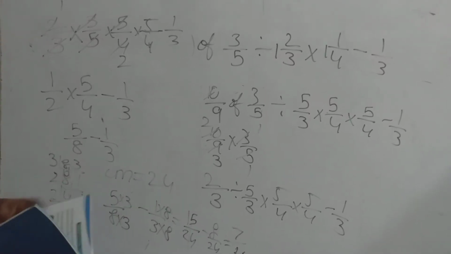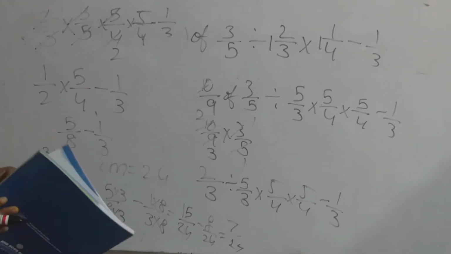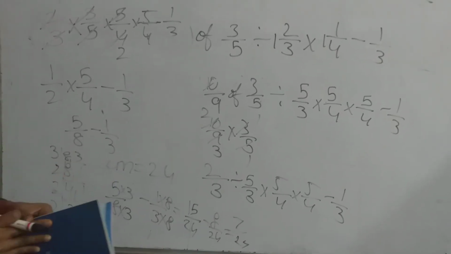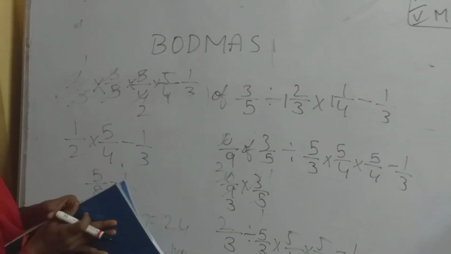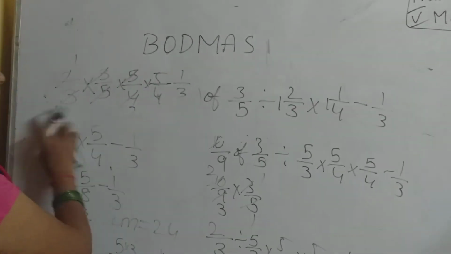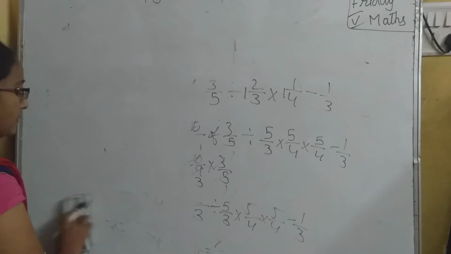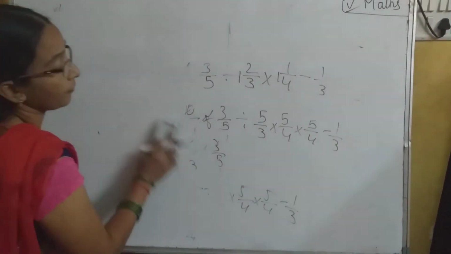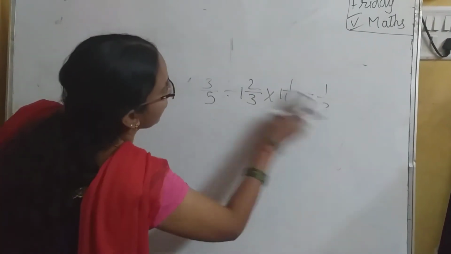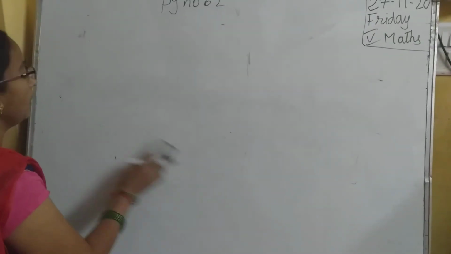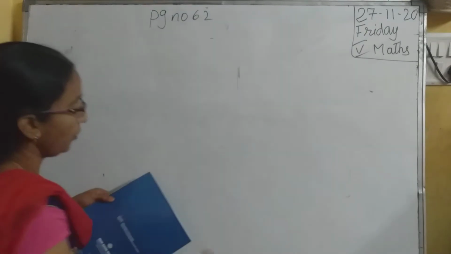Yes, come on, right. Now this is an example problem, children. Now go to your exercise problem. Go to exercise problem page number 62. Page number 62. What is the first one?